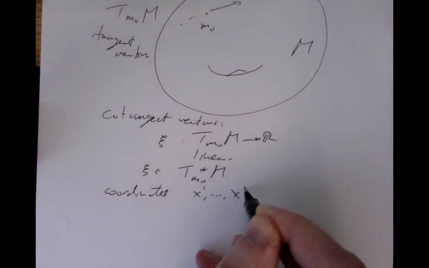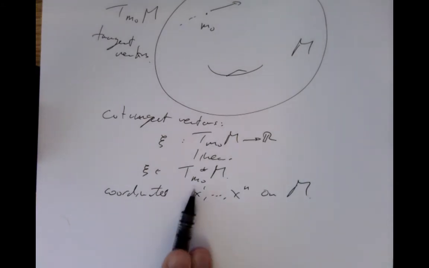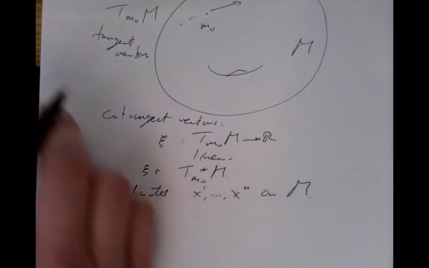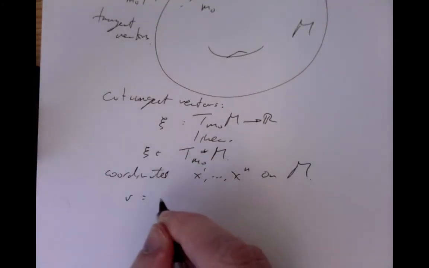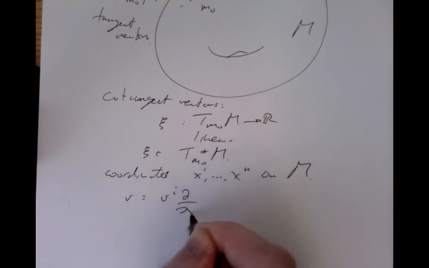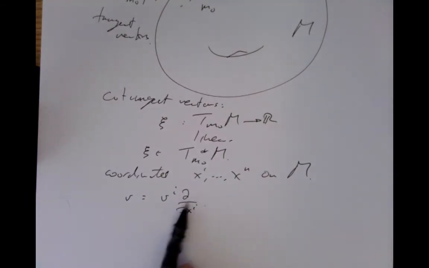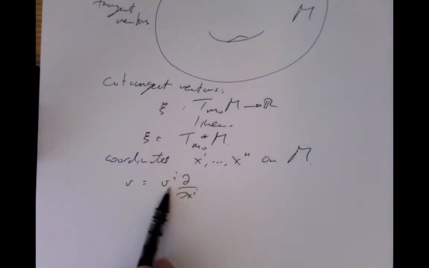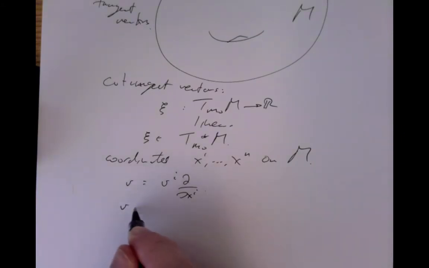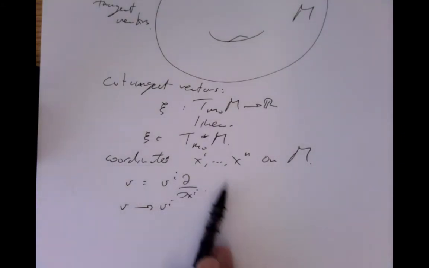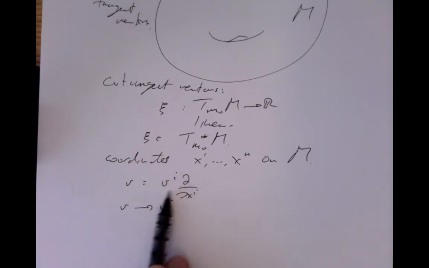So if we take some coordinates x1 through xn on our manifold M near this point m0, then we know that a tangent vector v is some v^i ∂/∂x^i. It represents a velocity, and this is the amount of the velocity in this direction, ∂/∂x^i. Since these are the entries of the vector, we can linearly map v to its ith component, which is defined in terms of the particular choice of coordinates. Once we have these coordinates, we can expand our tangent vectors as sums of v^i times ∂/∂x^i, using Einstein's summation convention.